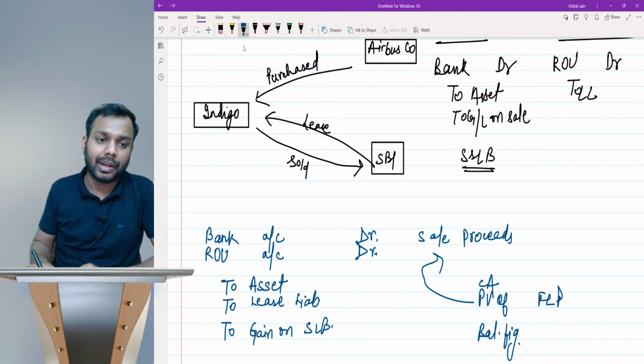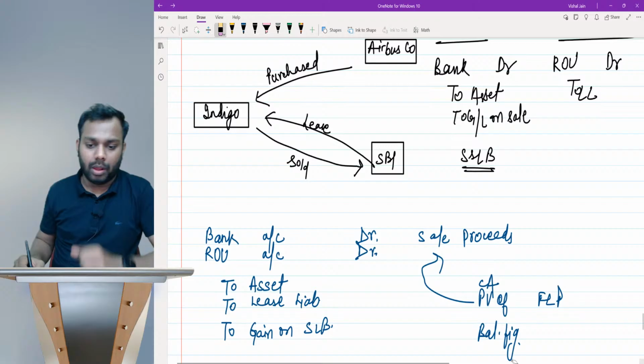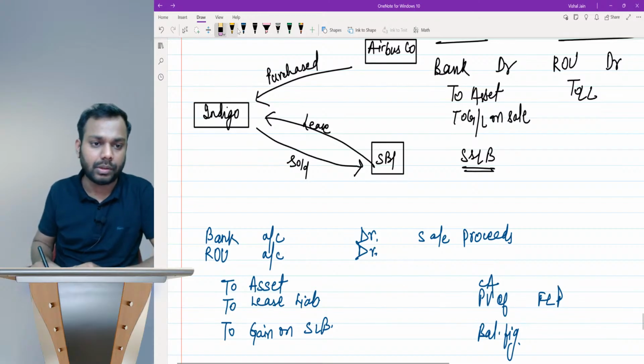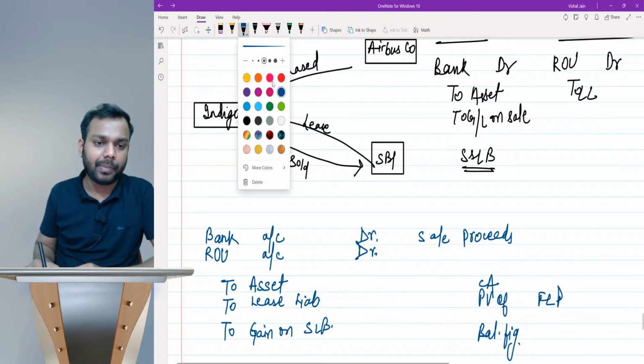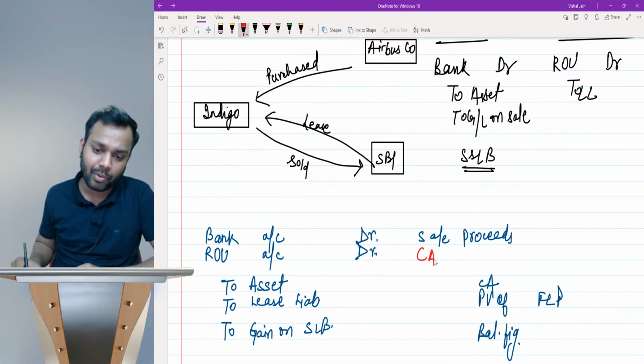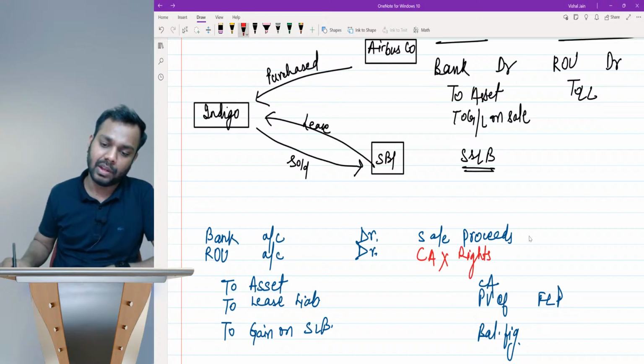So we have to recognize the ROU asset at that percentage of control. Let me take a red pen. The ROU asset is recognized at carrying amount multiplied by rights reacquired.